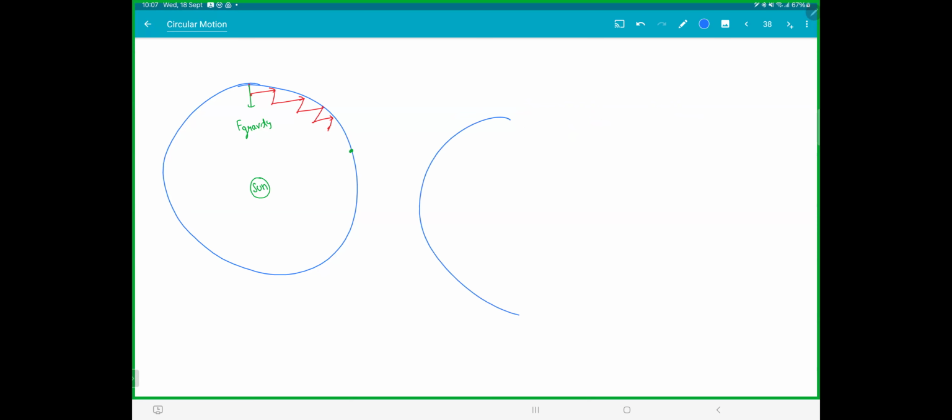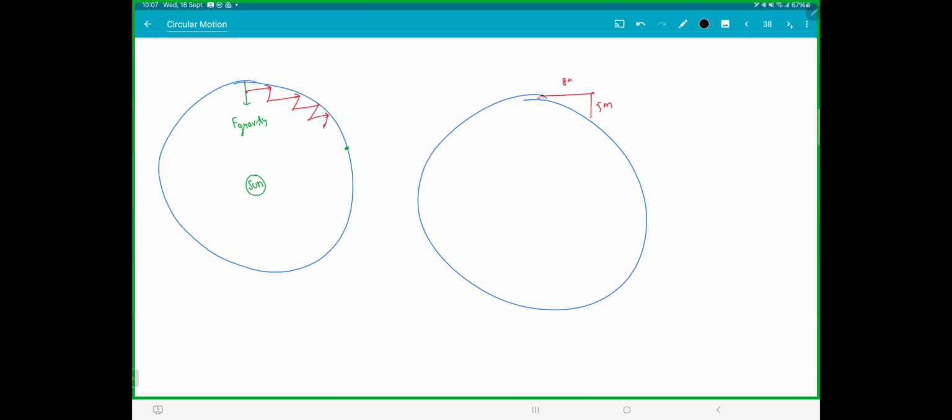Think of it like this. If you look at the Earth, this is what happens. For every 8 kilometers, the Earth goes down by 5 meters. That is the Earth's curvature. That means if you fire a bullet with a speed of 8 kilometers per second, you know what happens? In 1 second, S is equal to half g t square. The particle will fall 5 meters down.